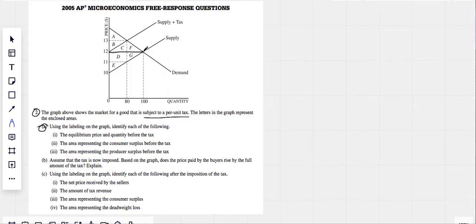before the tax. Easy enough, right? The original price was 12 and the quantity was 100.